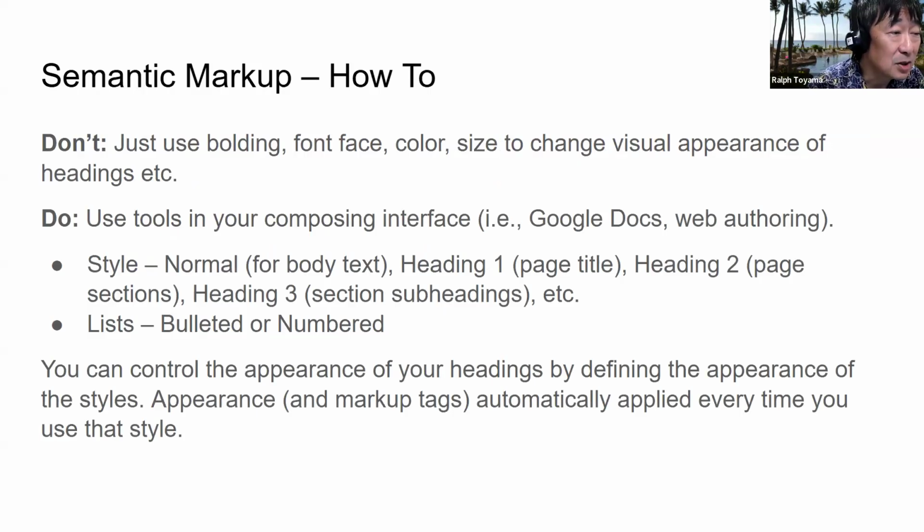Now, how do you do this markup? What you don't do is what people commonly do, which I used to do before I knew better, which is use bolding, change the font, maybe change the color or the size to change the appearance of the headings. None of those clues are available to somebody hearing it read out by a screen reader. What you do want to do is use the tools in your composing tool, your interface. It'd be Google Docs or your web authoring utility or whatever.